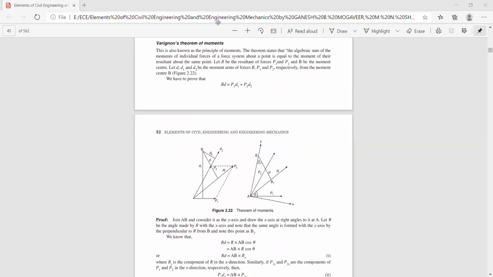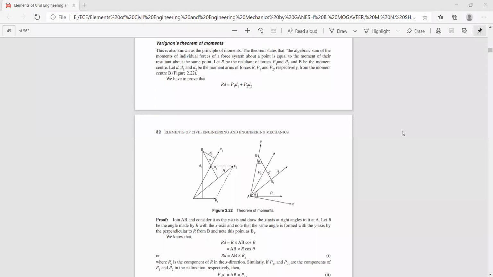I hope the concept is clear. Anyone has doubts on this concept? You can ask freely, no hesitation. So shall I move on to the next concept? I hope the concept is clear. So I should get some answer here, either yes or no. Yes, sir. I think it's very simple, nothing great about this concept. It's very simple. So basically, the Varignon's theorem is also called the principle of moments.